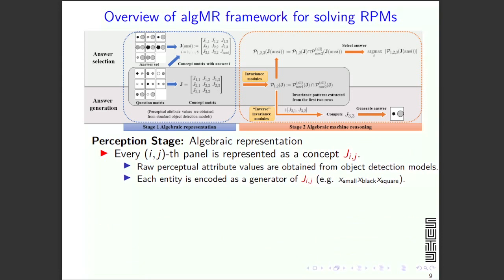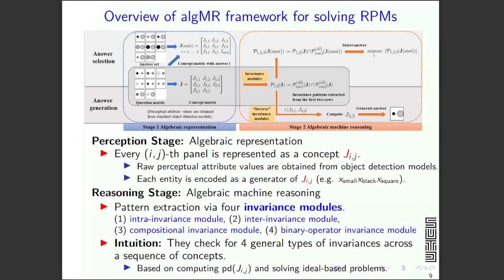There are two stages in our framework. The first stage is perception. Here we use the usual object detection models to collect the raw perceptual attribute values for each entity in the panel. Each entity is then encoded as a monomial, which then becomes a generator for the concept representing the panel that this entity belongs to. The second stage is reasoning.